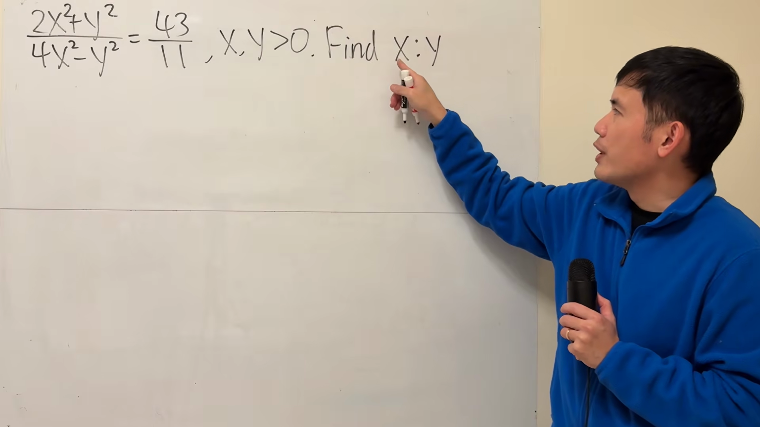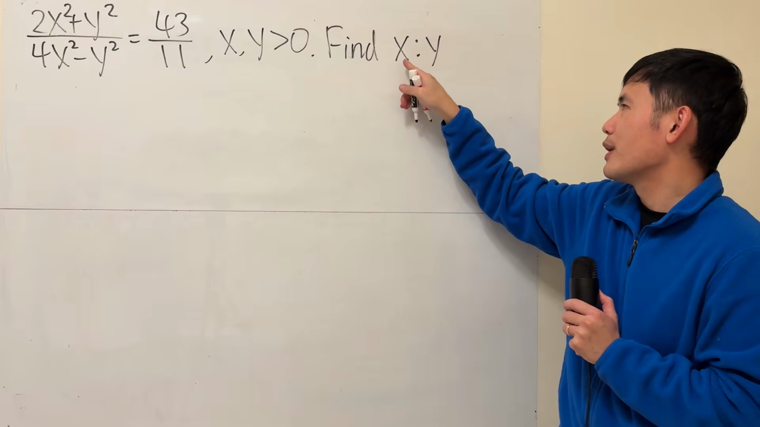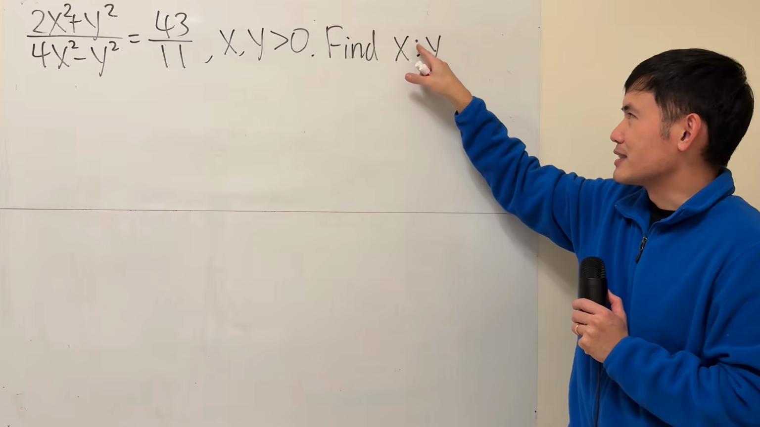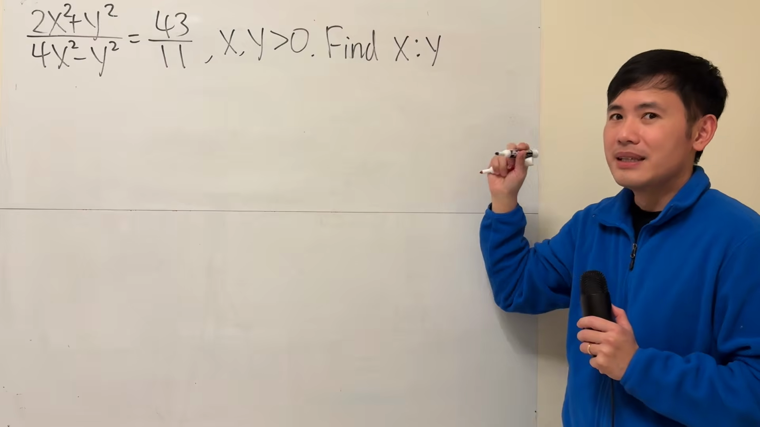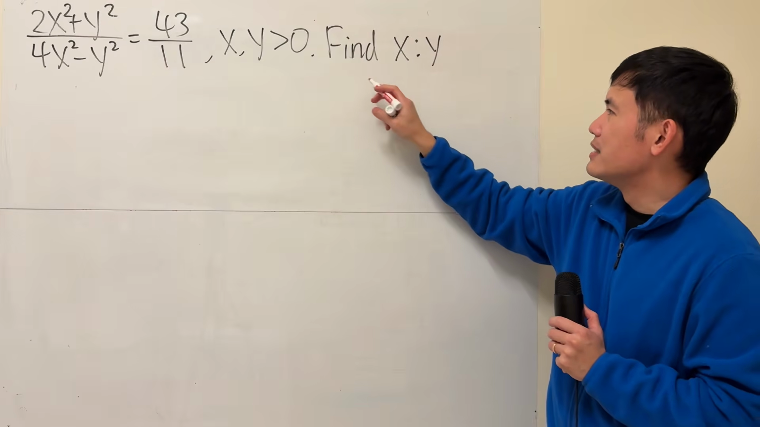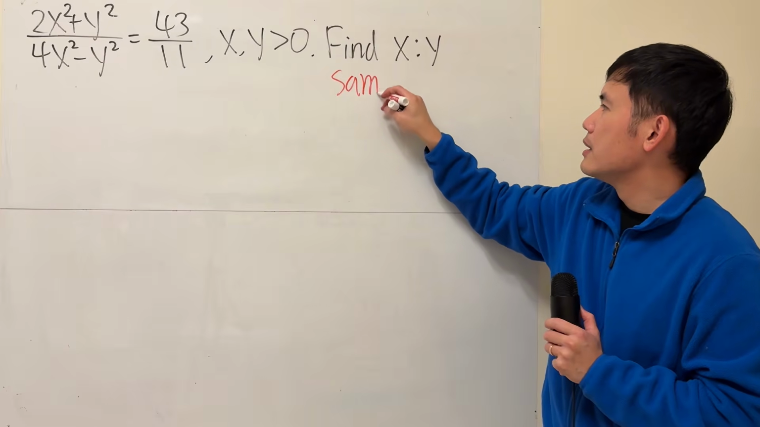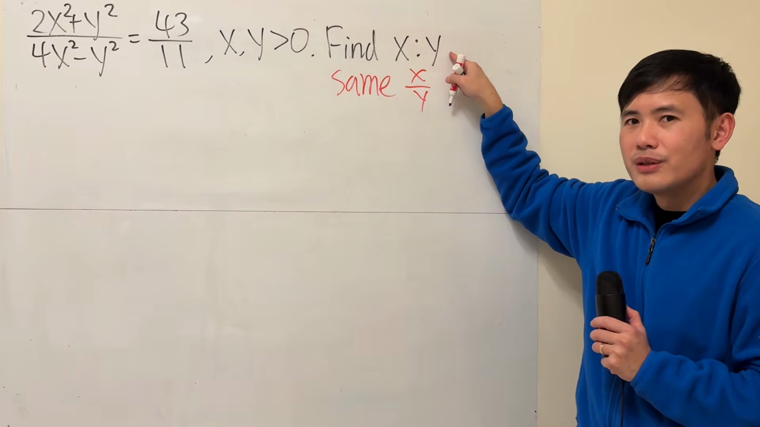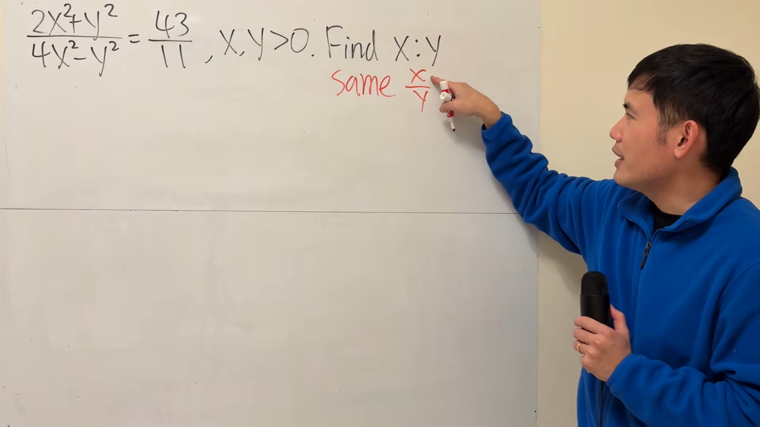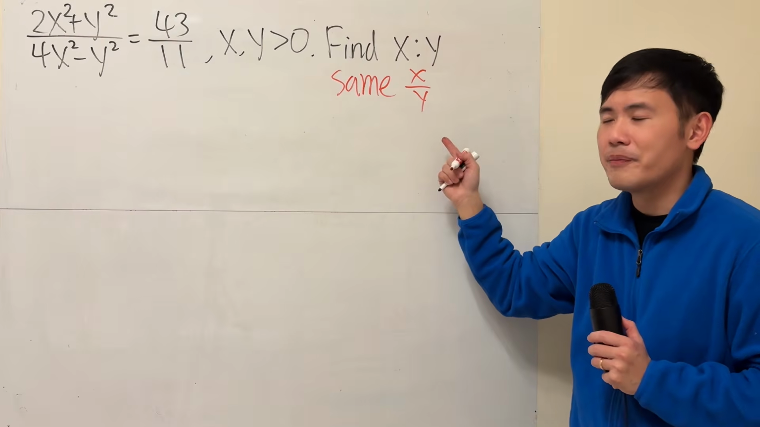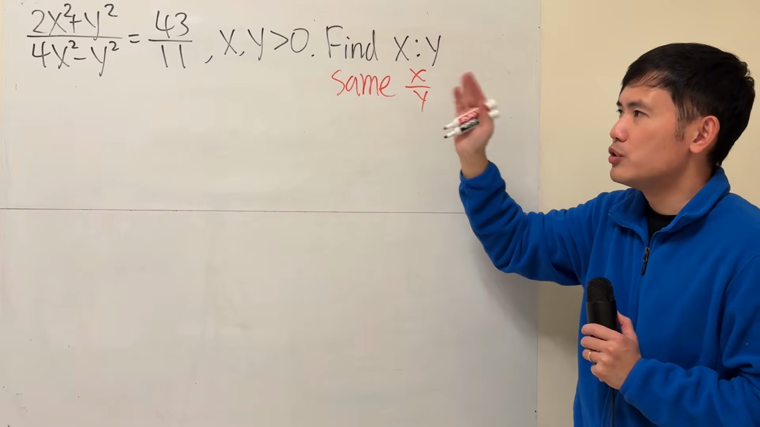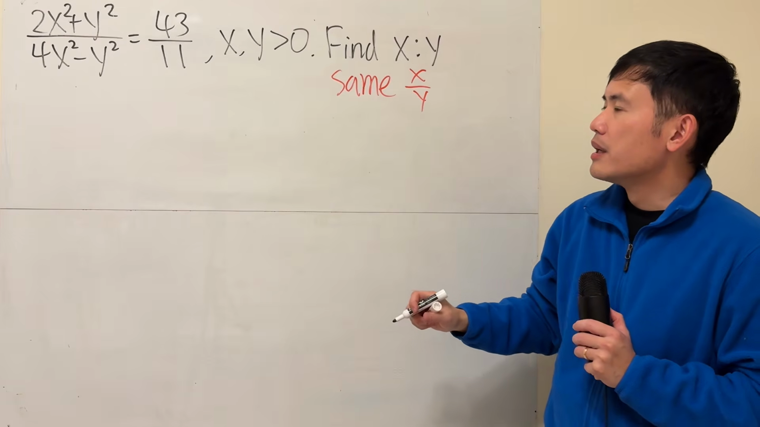When we want to find the ratio, and we use this notation, x colon y, the key right here is that this is the same as x over y. If you want to find the ratio, you can look for the fraction of x to y like this. It's easier. So we actually just have one quantity to consider, and let me show you how we can do so.